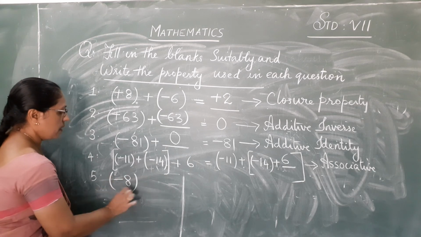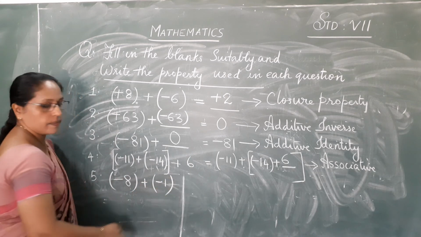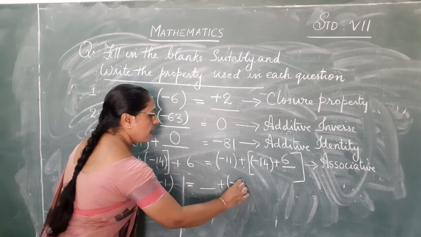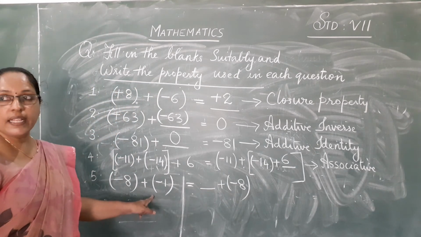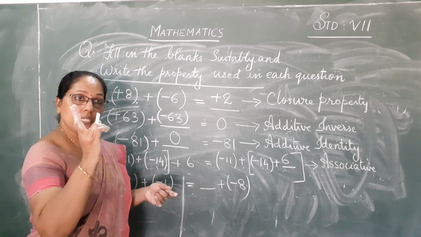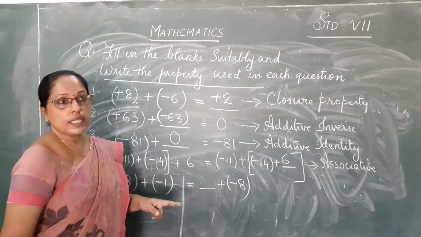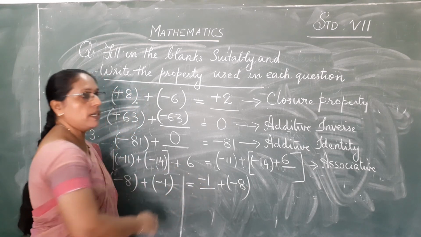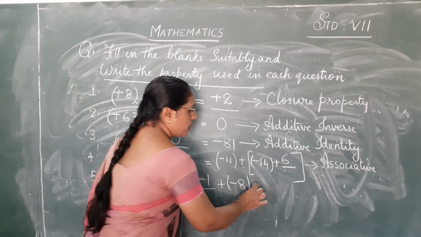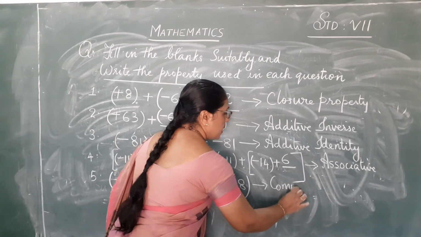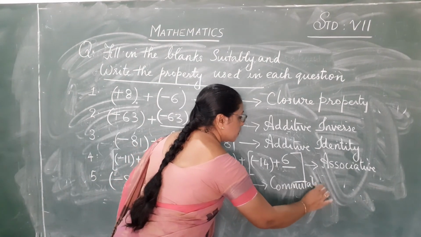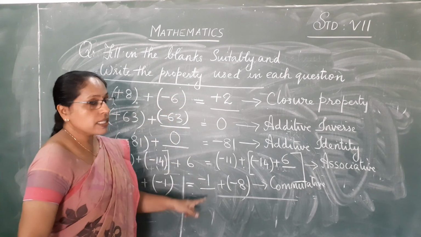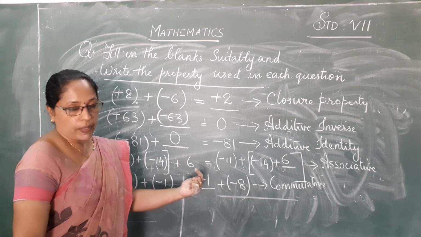Okay? Now, question number 5. Negative 8 plus negative 1 is equal to dash plus negative 8. Two integers adding in any order. When two integers are added in any order, that property is known as commutative property. So what comes here? Negative 1. Okay? And this property is known as commutative property.